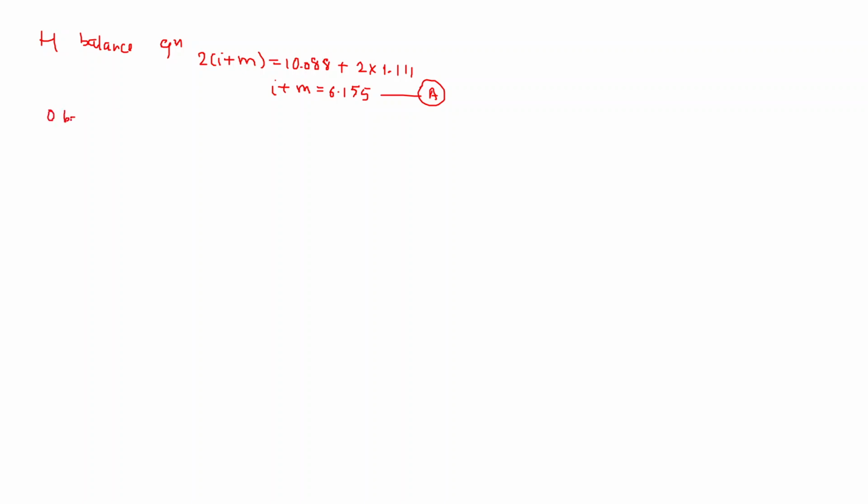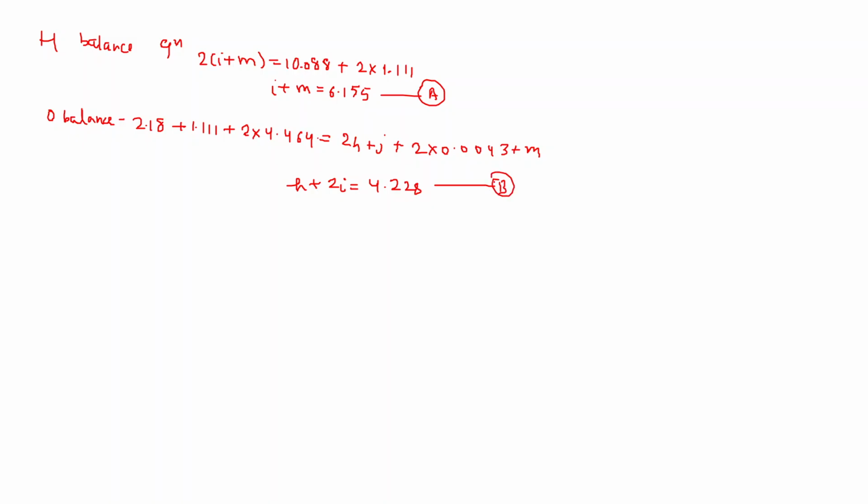Now coming to the O balance equation, substituting the value of G and F, we get H plus 2I equals 4.228, and taking this equation as B, substituting here J equals 2I, we get this equation.